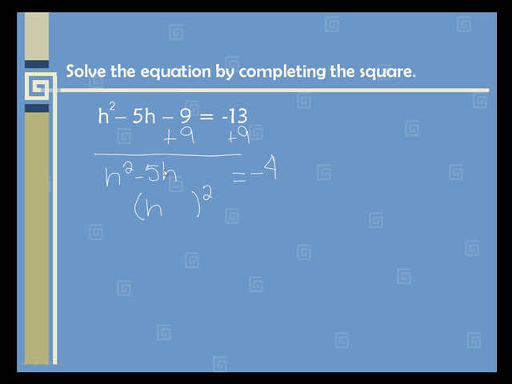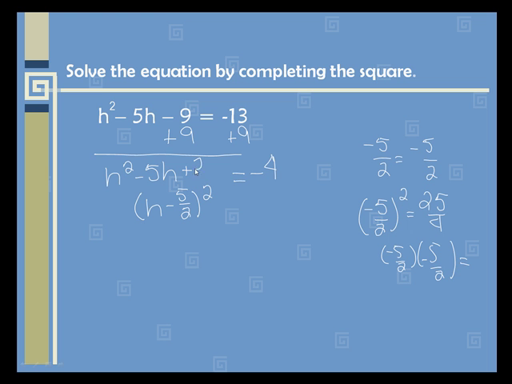Now remember, I take half of this number, okay? So negative 5 divided by 2 just happens to be negative 5 halves. So that's what's going to go here, negative 5 halves. Now I take that number and square it, okay? So I take negative 5 halves and square it. So that means negative 5 halves times negative 5 halves, which turns out to be 25 fourths. So that's what goes here, 25 fourths. Now if I do anything to this side, I have to do it to this side.